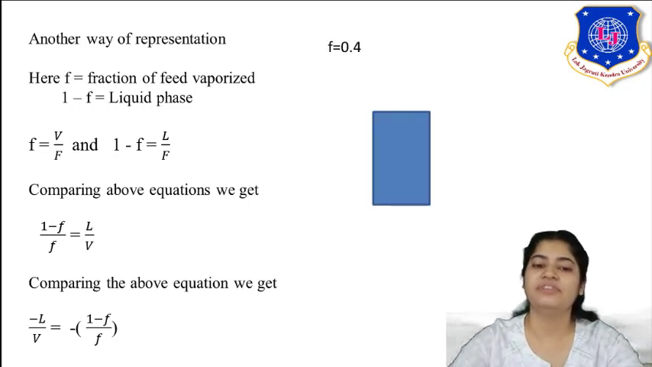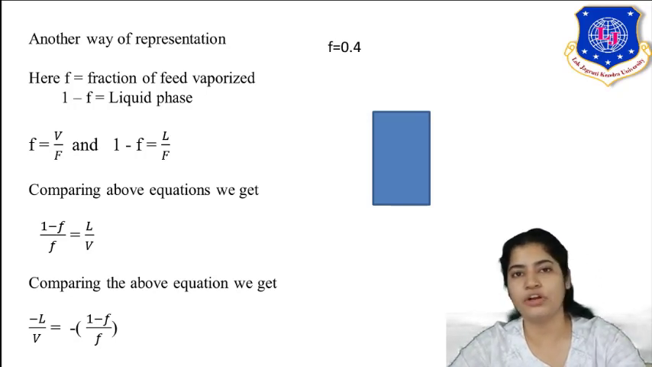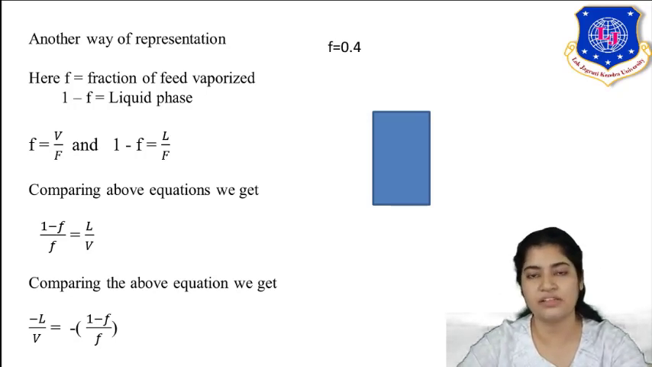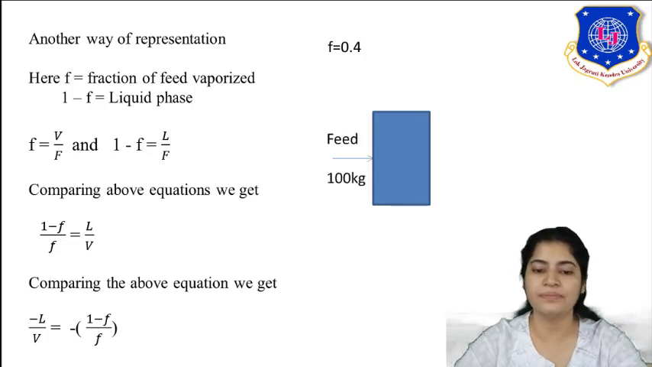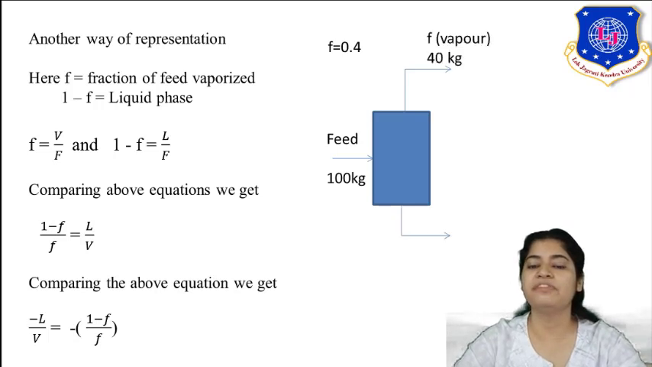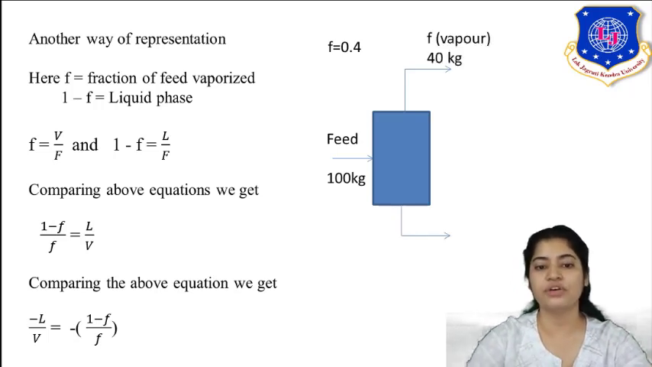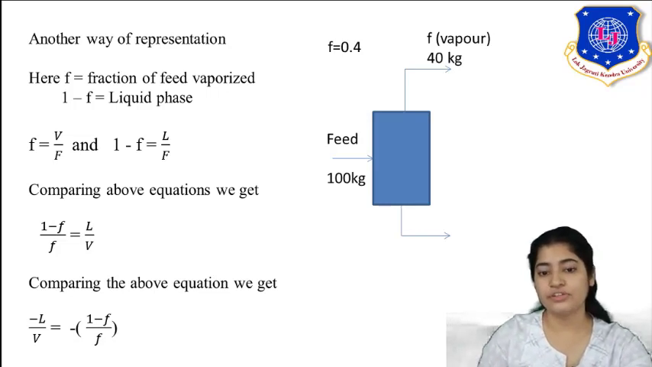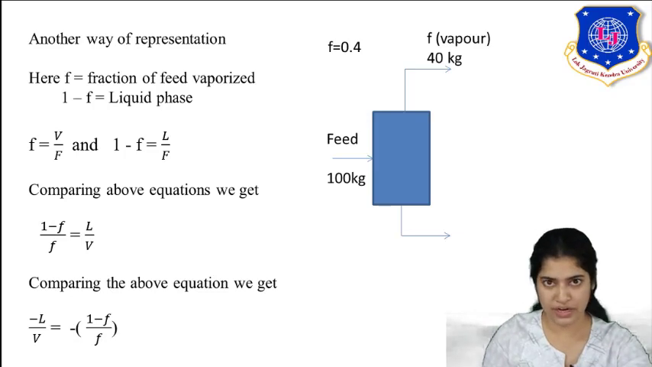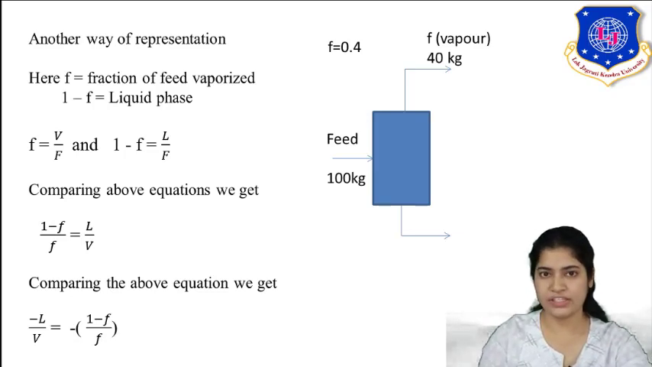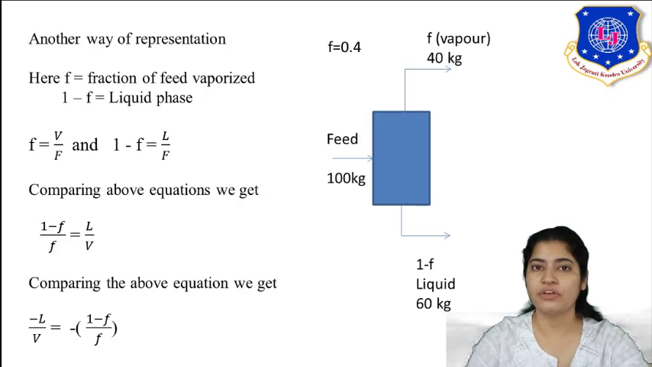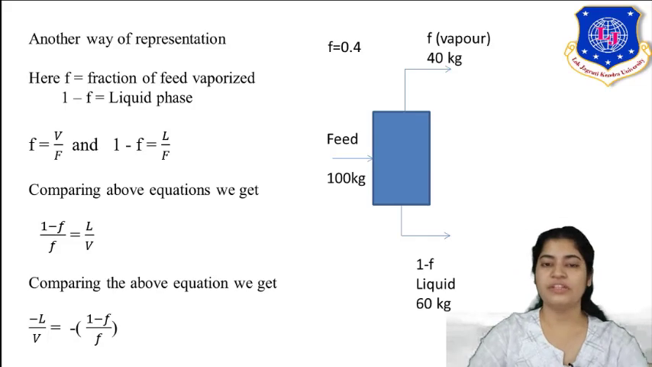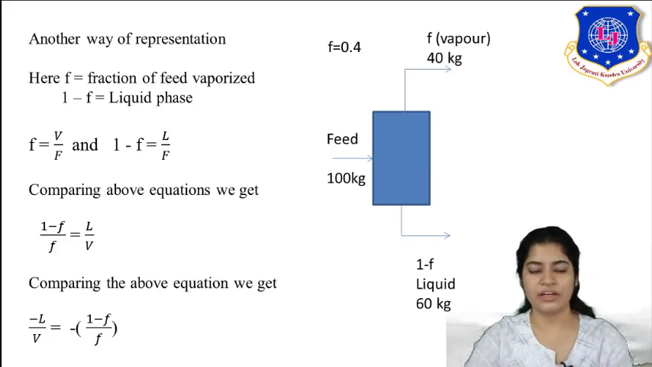We can take an example. Suppose f is given as 0.4. I am specifying that my fraction of feed vaporized is 0.4. This is my flash column. Suppose I am taking feed as 100 kg. So what would be my vapor? It is 40 kg. So you can see how I got 40 kg, right? Fraction of feed vaporized, it means 0.4 into 100. That is my 40 kg vapor. Remaining liquid phase is what? 1 minus f. Hence 60 kg. Remaining liquid now. So that way you are representing another way.